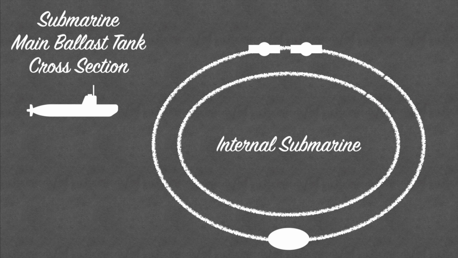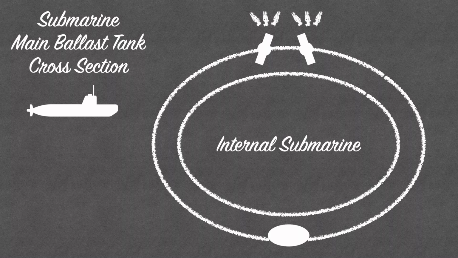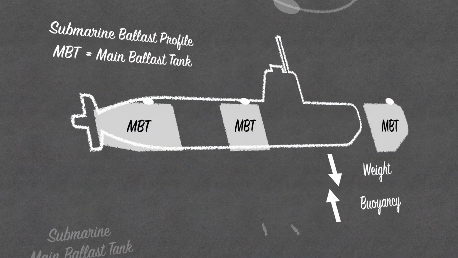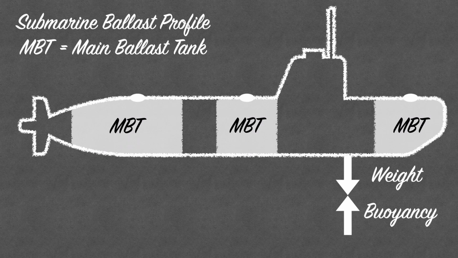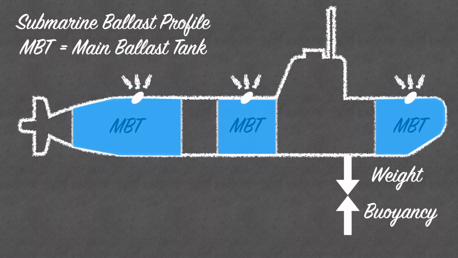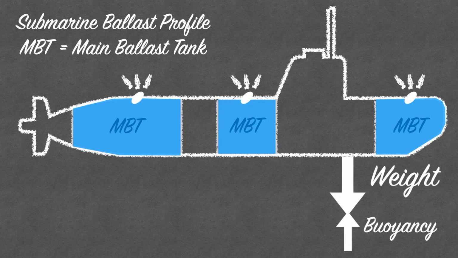The operation of a main ballast tank is as follows. Air vents at the top of the tank are opened, which causes the air inside the tank to vent out of the top. At the bottom of the tank is an opening which allows water to move inside the tank, thus increasing the weight. Modern submarines have numerous main ballast tanks located all along the hull, which allow a large amount of water to be stored, which dramatically increases the weight of the submarine by several tons.